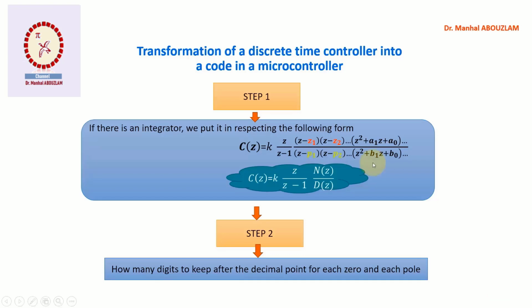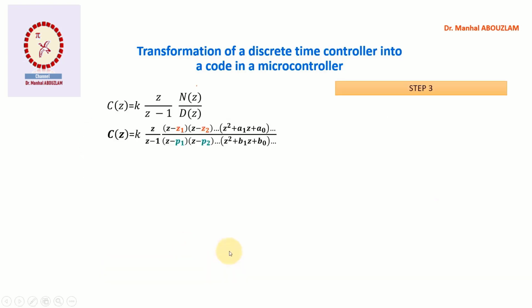We resume our course. We've completed the first two steps, where with the first step we got this factored form, and with the second step we determined how many digits to keep after the decimal point for each zero and each pole. Now for the third step, we suppose that we already got this factored form, and we determined how many digits after the decimal point we keep for each zero and each pole.